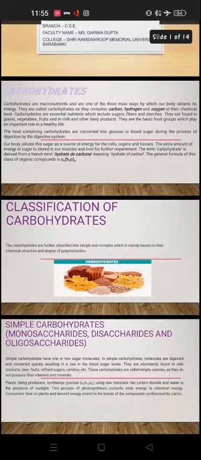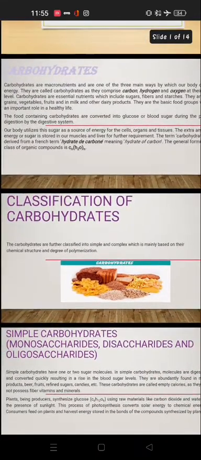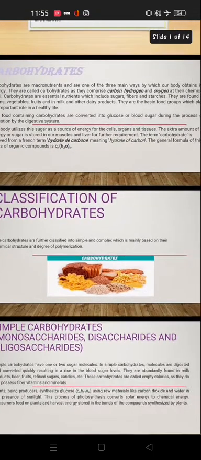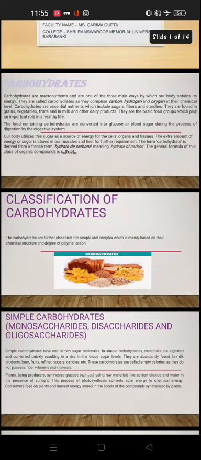First we discuss what carbohydrates are. Carbohydrates are macronutrients that are one of the three main ways by which our body obtains its energy. They are called carbohydrates as they comprise carbon, hydrogen and oxygen at their chemical level. Carbohydrates are essential nutrients which include sugar, fibers and starch.